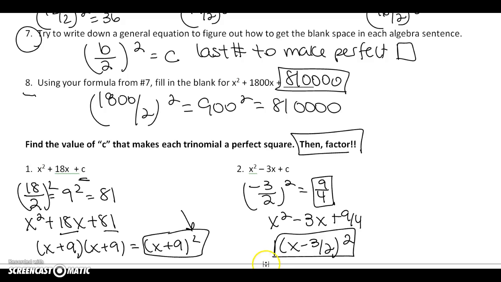All right, so notice this one. When we took b, which is negative 3, and divided it by 2, we got negative 3/2, and squaring gives 9/4, which is a fraction, which is okay. So our c value here was 9/4.